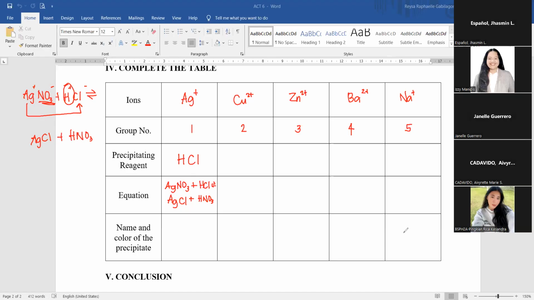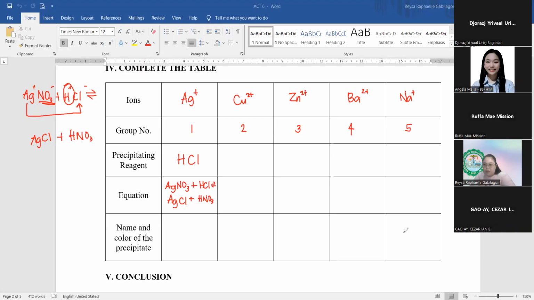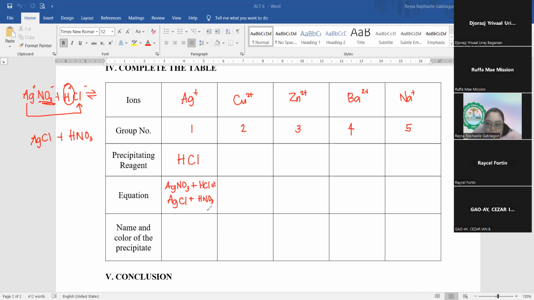Ito yung hindi ko natawag dito. Rufa. Balance na, hindi pa. Wala? Ay, ano man? Wala akong marinig. Yung may answer sa chat box, Rufa, ko, hindi mag-work yung mic mo.